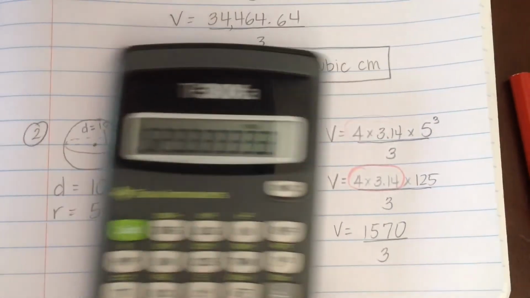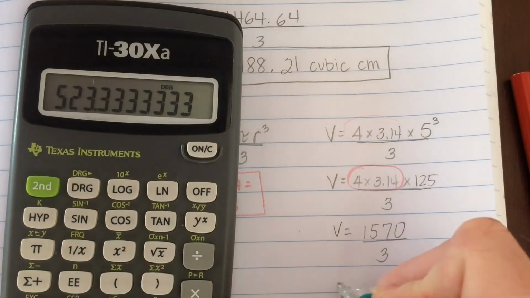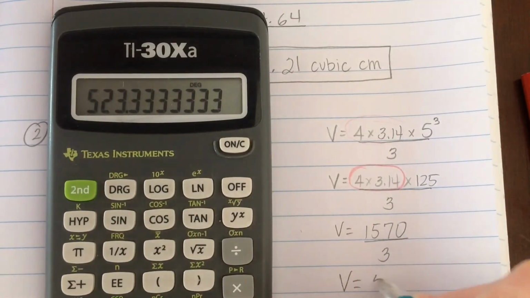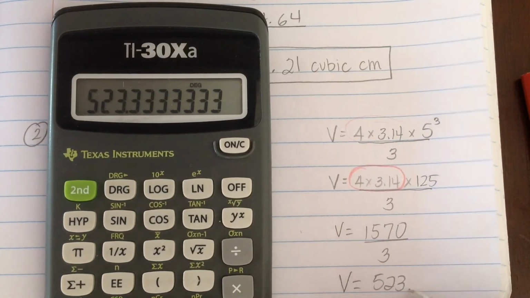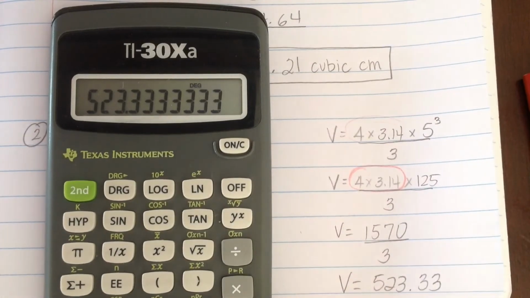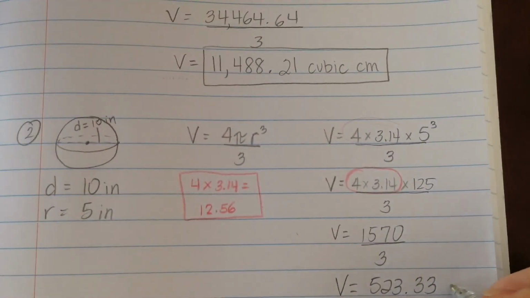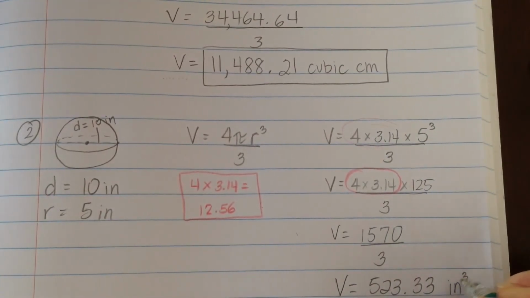We have to round it. Okay, let's round it. All right, so my first three numbers, 523.33. Nothing crazy to round there because it's all just a bunch of threes. And our units were inches, so I'm going to write it this way, inches cubed.